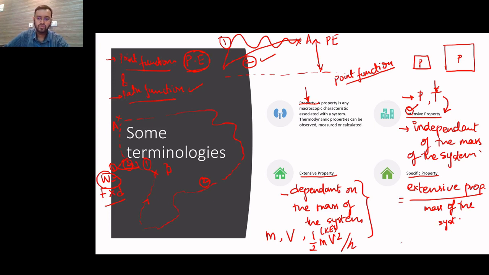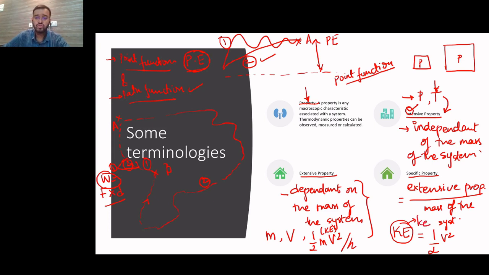All right. So for example, if you have got kinetic energy and you want to express it as a specific property, you're going to express it as half v squared. And to imply that we are expressing a specific property, we normally write it in small letters. So if we are writing kinetic energy as capital KE, to imply that it is a specific property, we would write small ke.